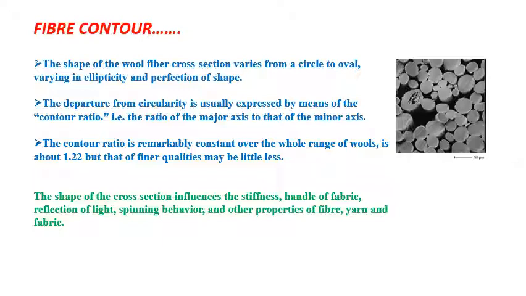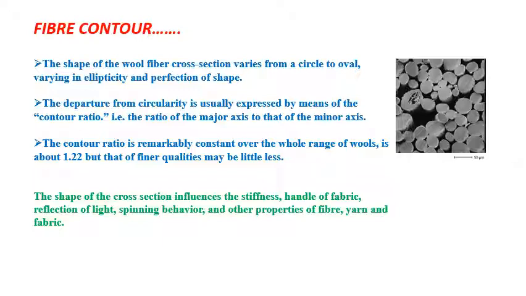The departure from circularity towards the oval is called contour ratio. This is the ratio of the major axis over the minor axis of the section. If these two axes are equal, then it is circular and the ratio is 1. Whenever there is a deviation, this ratio will increase. The more the ratio, the more the deviation from circularity, or we can call it ellipticity.